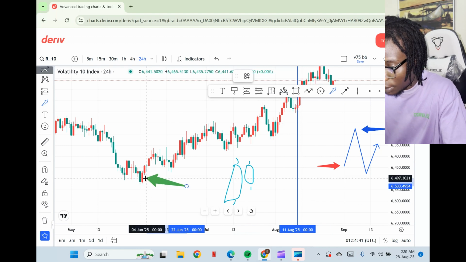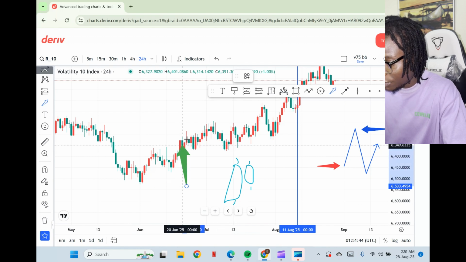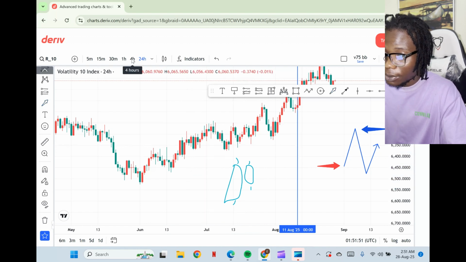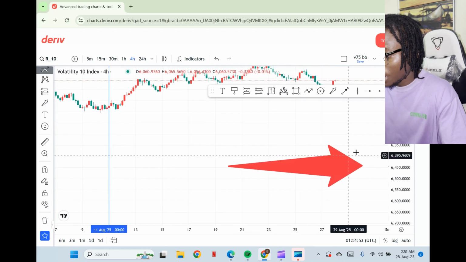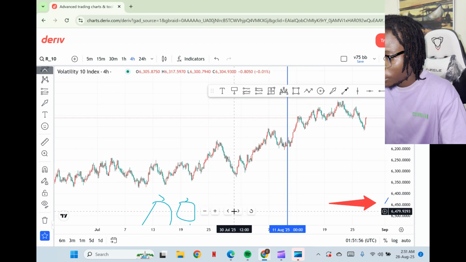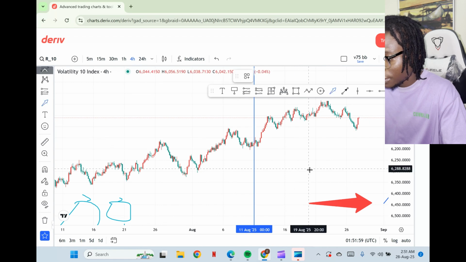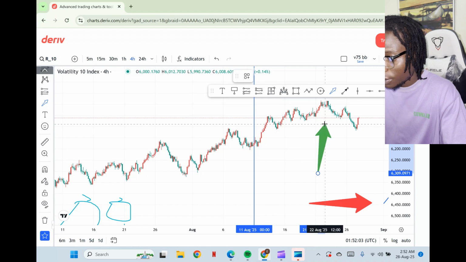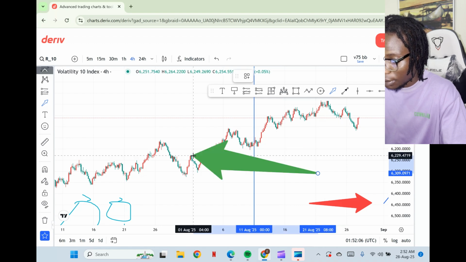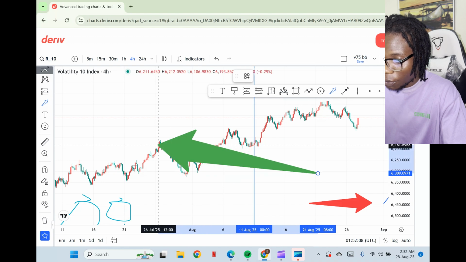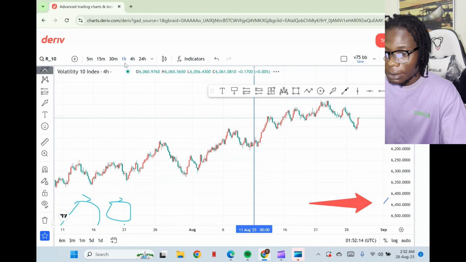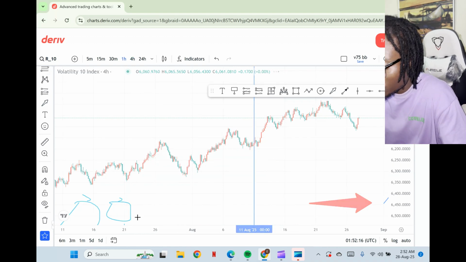Swing high, swing low, swing high, swing low. You can see it as different swing highs and swing lows. Let me go to the 4 hours and show you. You can also see this at the 4 hours, where we say swing high, swing low, swing high, swing low. All of these are called order blocks. Then let's go to the 1 hour. Like I said, you can see it at multiple time frames.